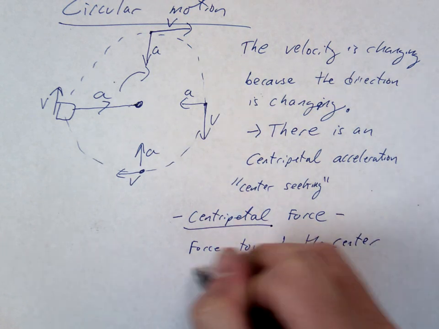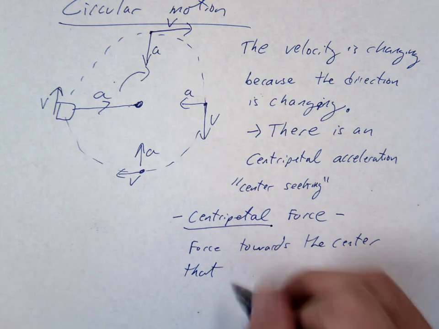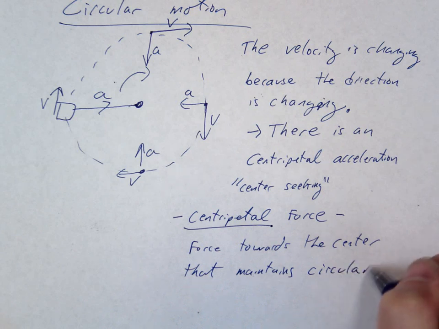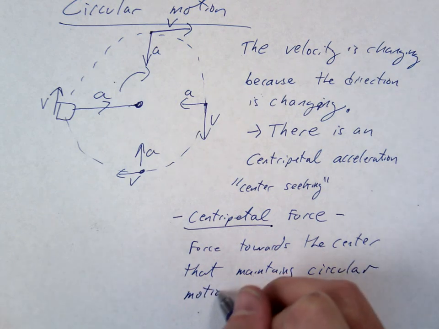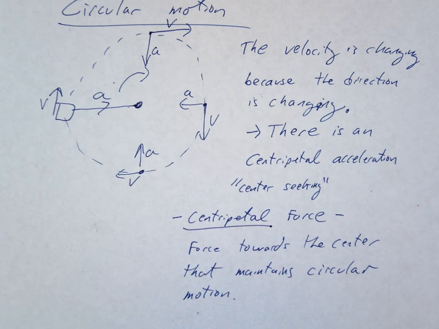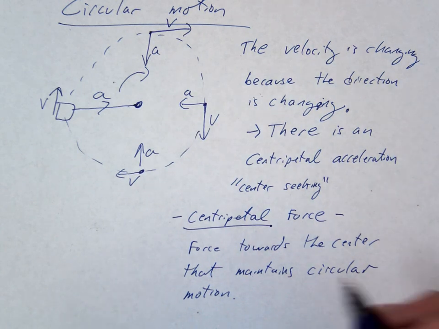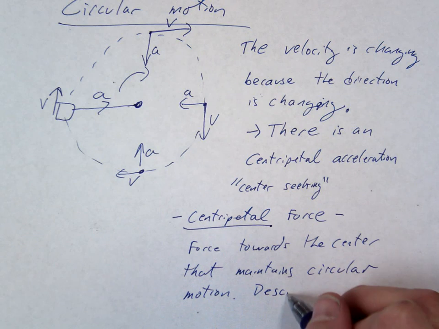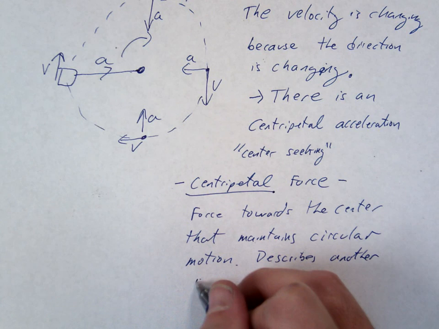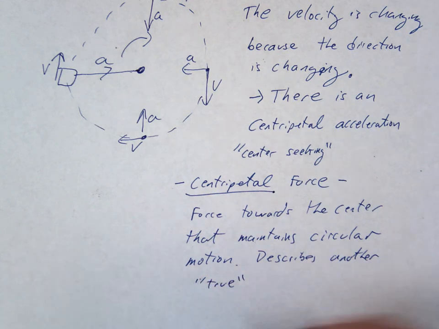And I'm going to write it like this: force towards the center that maintains our circle or circular motion. The word centripetal force is more like an adjective. It's not the actual force. There's always some actual force, or what we might call an agent, that causes it to move in the circle. So I'll clarify that. This describes another, quote unquote, true force.